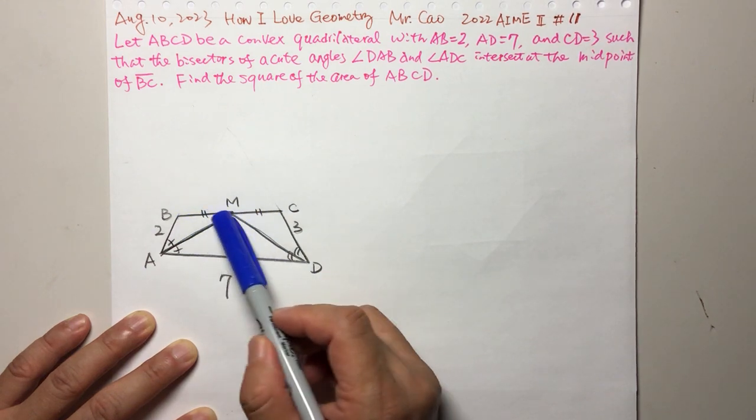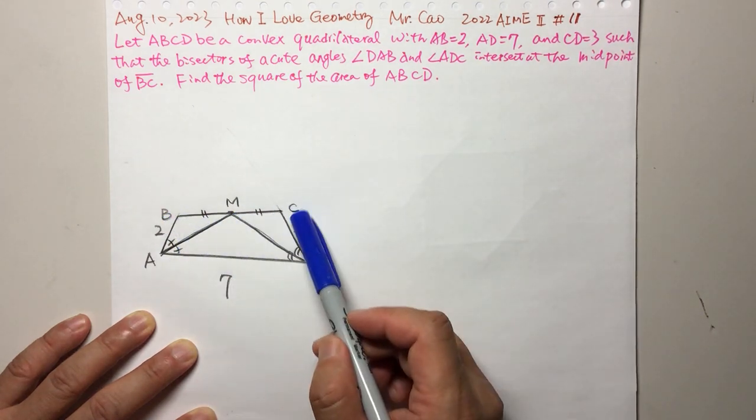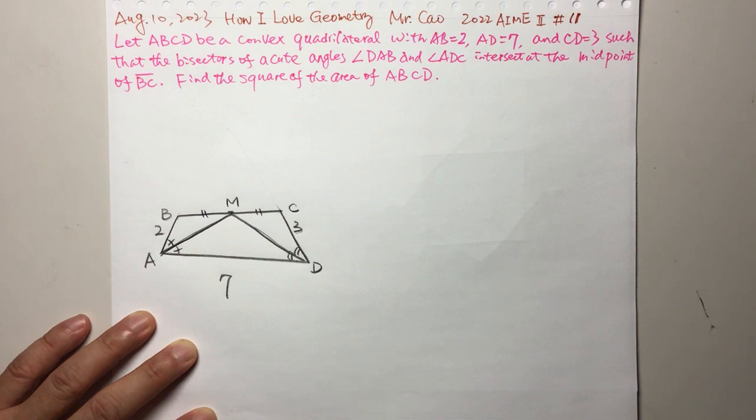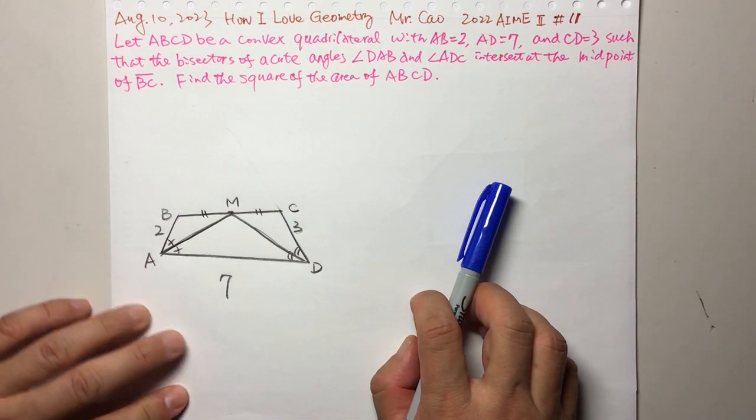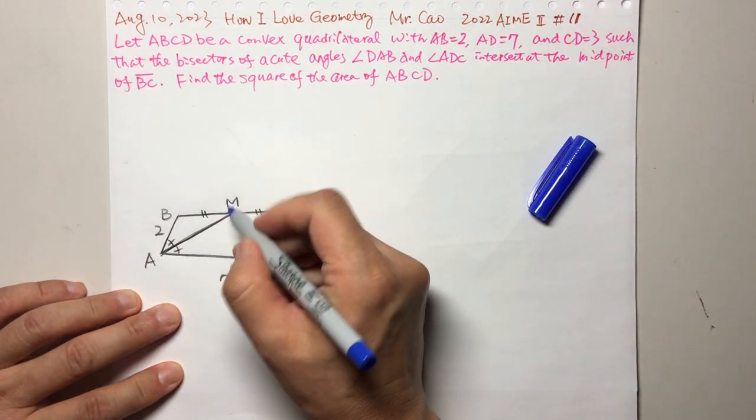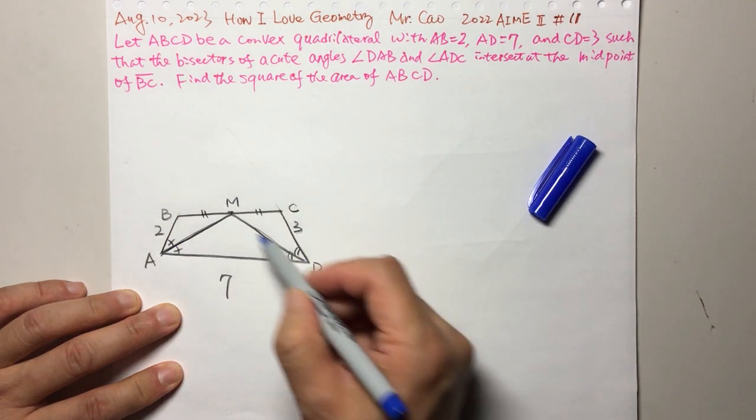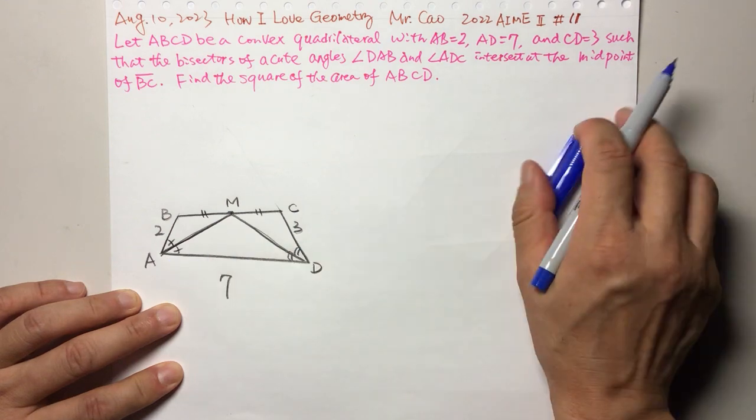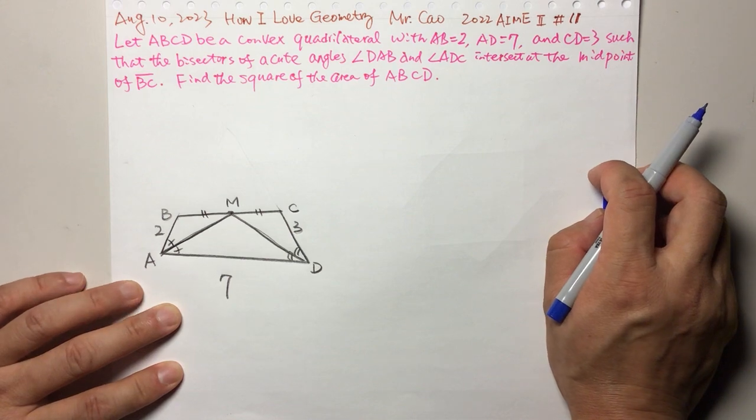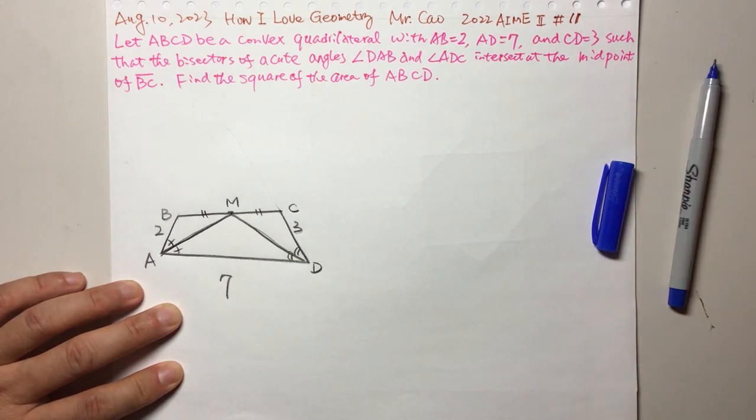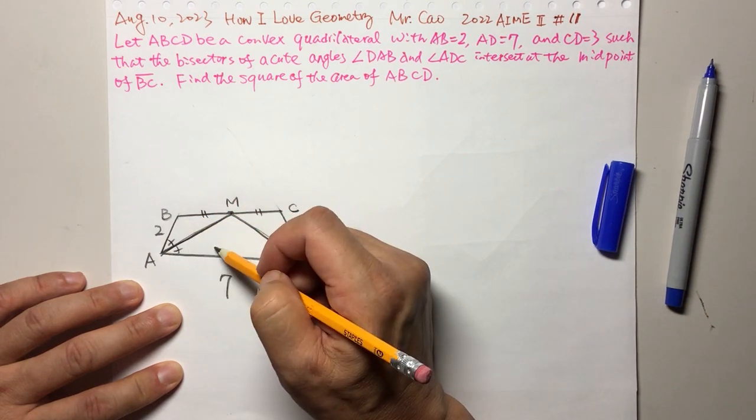So M is the middle point of BC. Find the square of the area of ABCD. So we want to find the area of ABCD. Here, what's very special is M is a middle point, and AM and DM are angle bisectors. So regularly, when we see angle bisectors, what do we think about? Yeah, I want to get congruent triangles, right?